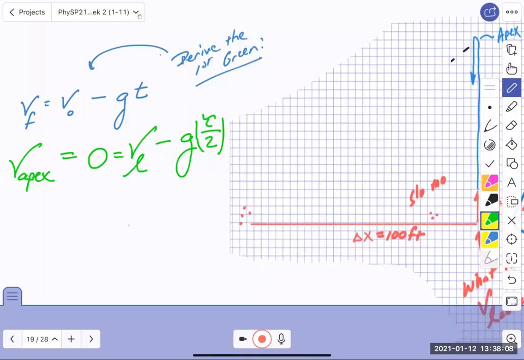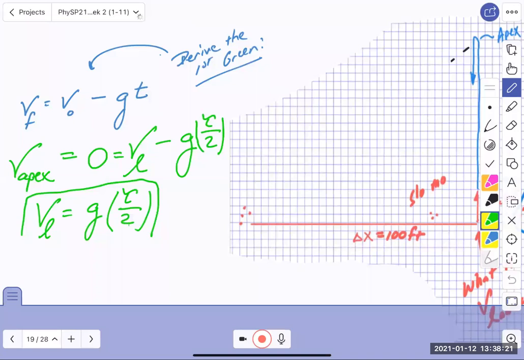Okay, great. So then look how easy it is. The V launch then is simply gravity times half tau. I mean, that is a pretty easy derivation, easy to work with. Problem, here's the problem. 3 big problems. Here's why it doesn't work so well.